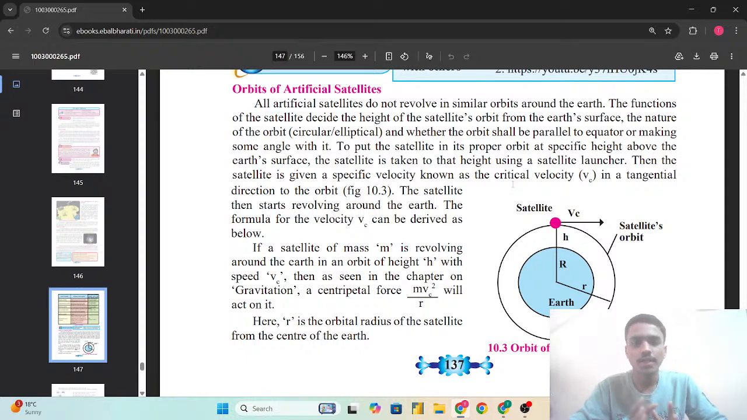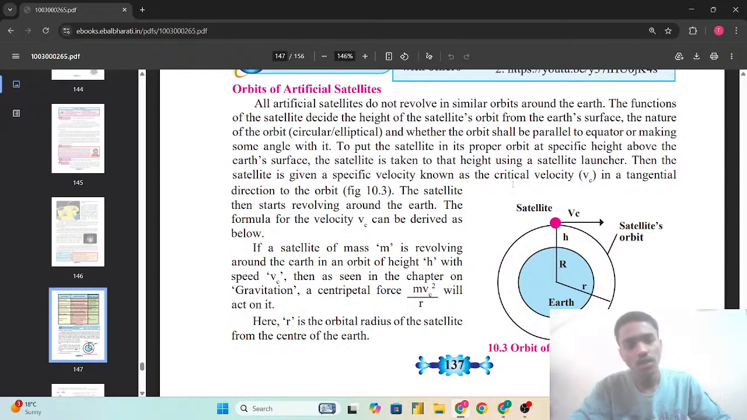So to put the satellite into its proper orbit at the specific height above the Earth's surface, the satellite is taken to the height using a satellite launcher. Then the satellite is given a specific velocity known as the critical velocity in a tangential direction to the orbit.